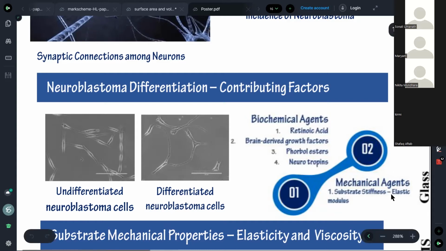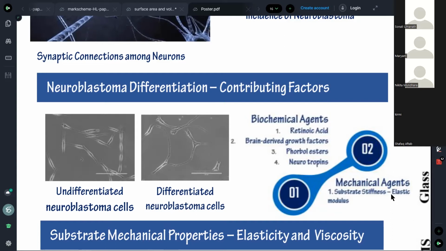And it has been shown that if you compare with glass, 0.5 is a very low stiffness. And comparatively, as we go towards glass, there is somewhere an intermediate stiffness, which is pretty much like the stiffness of the brain, where the cells get maximally differentiated. That means in that particular microenvironment, which is pretty much similar to the brain, the differentiation of the nerve cells is promoted.